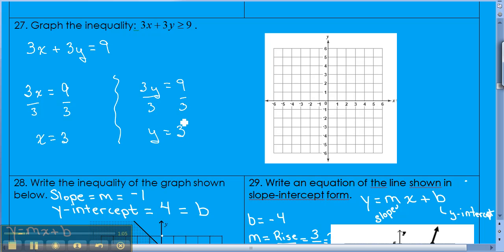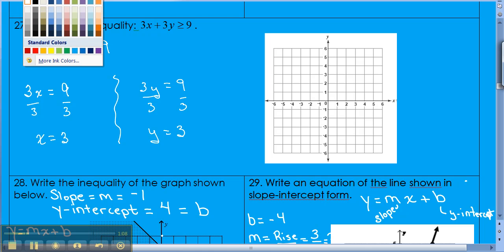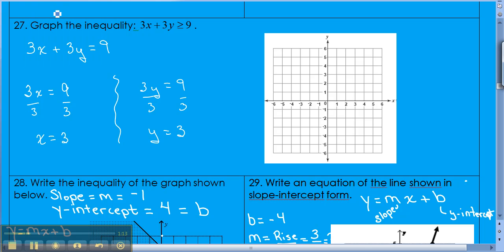Then you'll want to graph your x and y-intercept. And so the x-intercept was 3, so put a point at 3. And the y-intercept was 3. And then you want to use a straight edge of some sort to draw your line. It'll be a solid line since it's greater than or equal to, not a dashed line. So drawing a solid line, connecting those 2 points, extending that line.